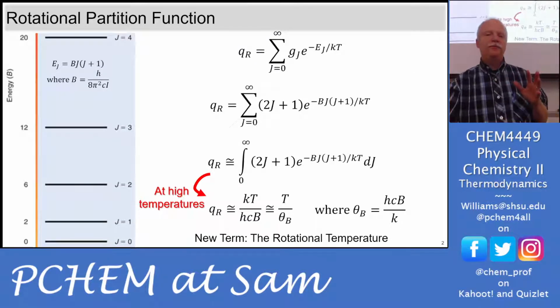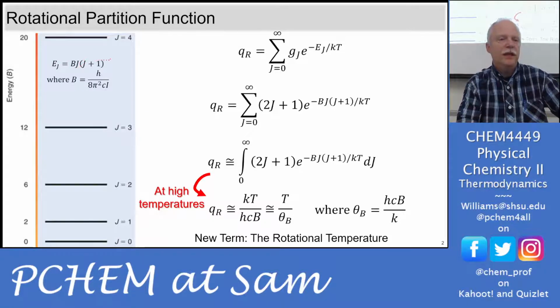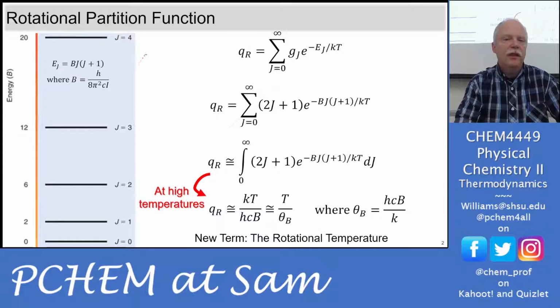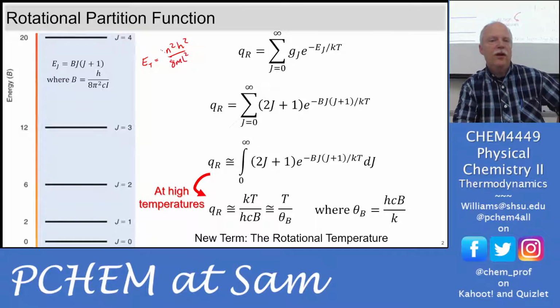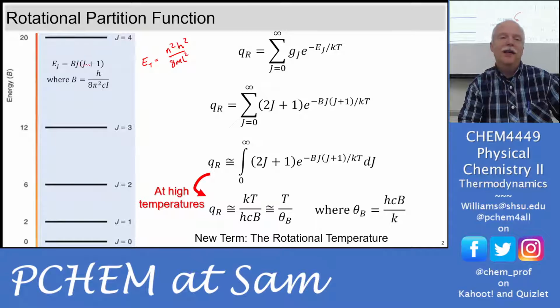Okay, so for rotational motion, remember that was a pretty simple energy equation that we had. It was B times J times J plus 1. So remember the different energy equations. The energy for translation, or the particle in a box, was just n squared h squared over 8 m L squared, and in there we had our quantum number, our mass, and the length of the box. It went as n squared. The energy equation for rotation looks kind of like it's linear in J, but it's not. It's J times J plus 1, so it also goes up as J squared. The ramification of that is that the energy spacings are not equal.